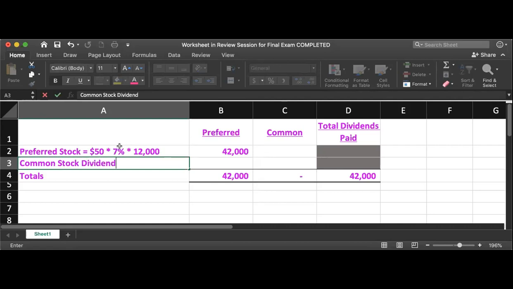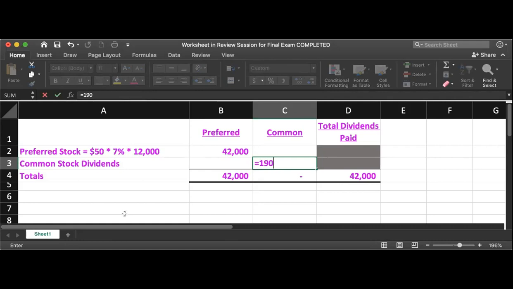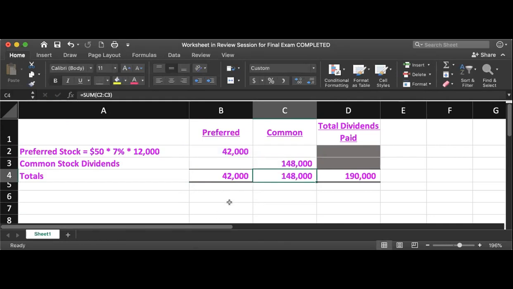Okay, so that's 42,000. And then the common shareholders, they're just going to get the difference. In this case, we know it's $190,000 total. And of the $190,000, 42,000 went to the preferred shareholders. So the common shareholders will get 148,000. All I'm doing here is figuring out, first of all, how much goes to the preferred shareholders, and then whatever is left from the total to be paid out is going to go to the common shareholders.